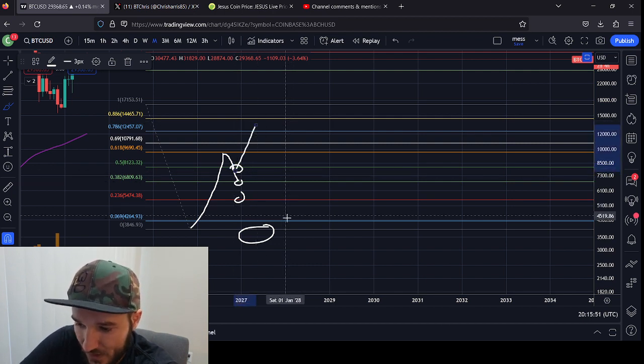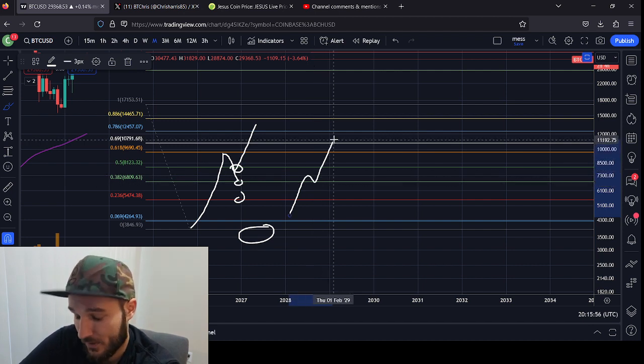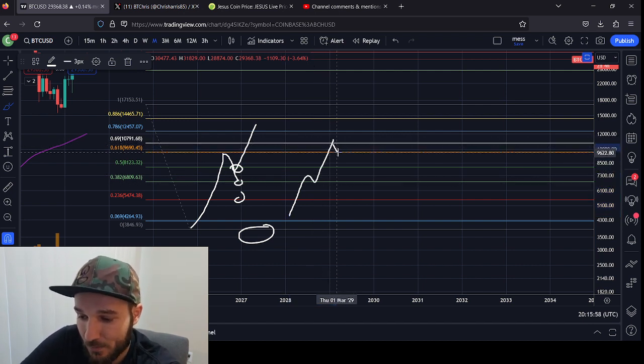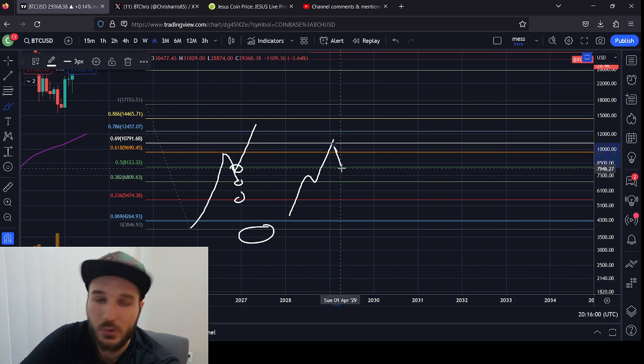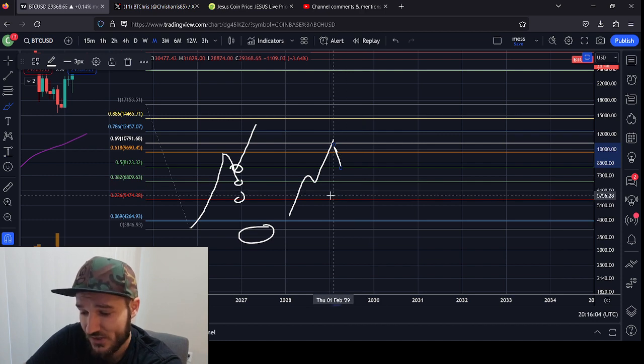If you find support on your 382 and you get above the 0.61 or the 0.618, you'd like to come back down and find support on it. If you come down and break through it, whatever, that's okay. Same kind of idea as this. Find support on one of these three fibs.